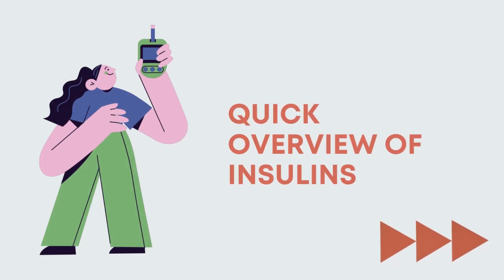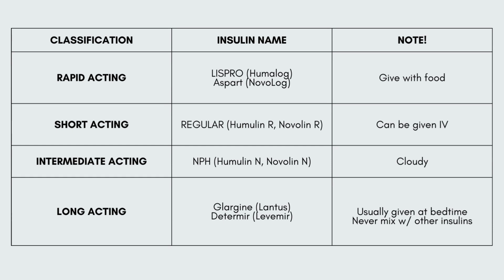So, quick overview of insulins. We have commonly four classifications of insulin: the rapid acting, the short acting, the intermediate acting, and the long acting. So the rapid acting, the names of the insulin these days is usually Lispro, also known as Humalog. We also have Aspart, also known as Novolog. A very common thing you want to keep in mind about this insulin, if you give it, is that you have to give it with food.